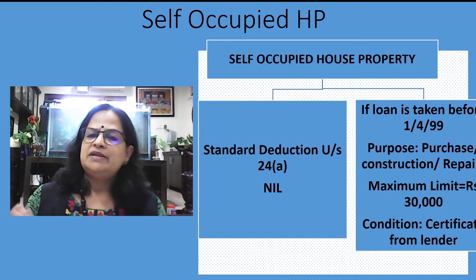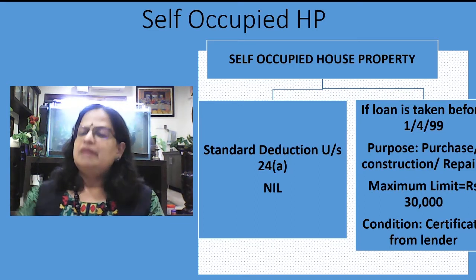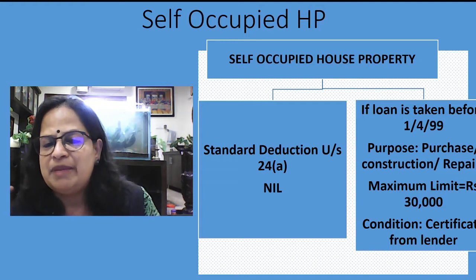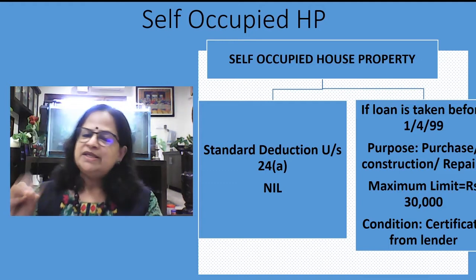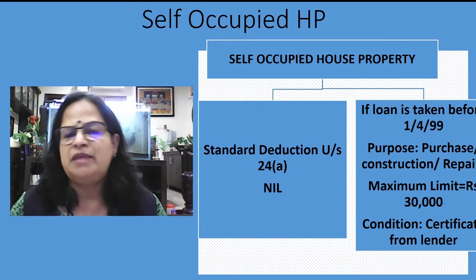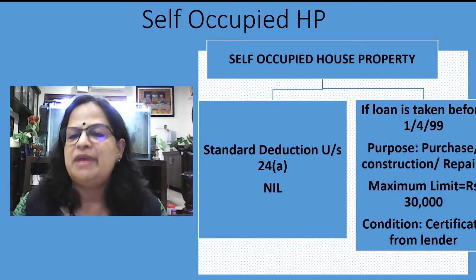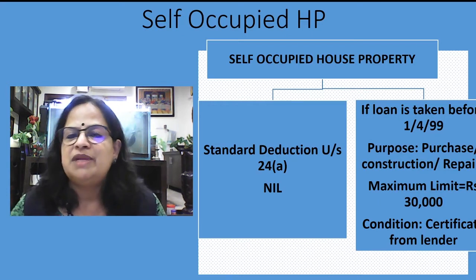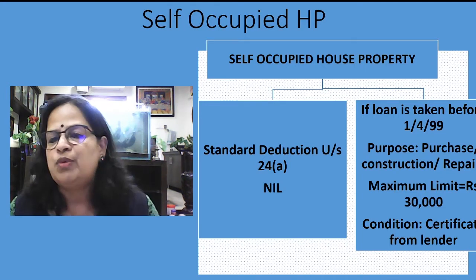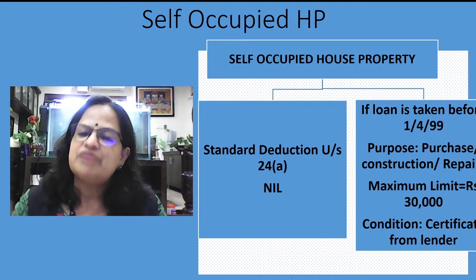Please remember that the condition from the lender means, whenever we have to claim this deduction for interest and principal amount repaid for the housing loan, the income tax department will always ask for the certificate from the banker where you are making the repayment, with the signature of the manager. That is the certificate from the lender. Without that, if you are claiming that, it's not valid and it's not approved.